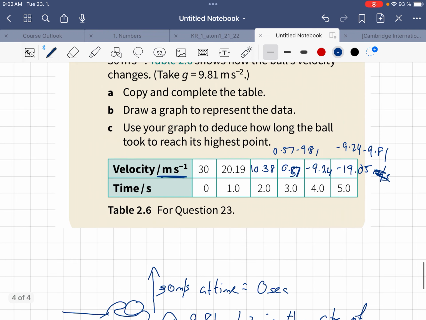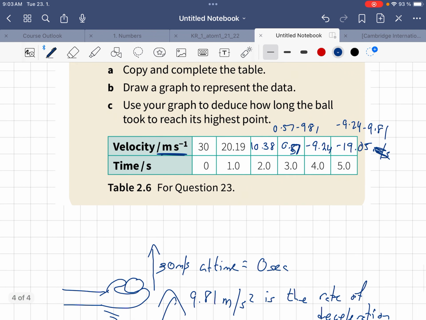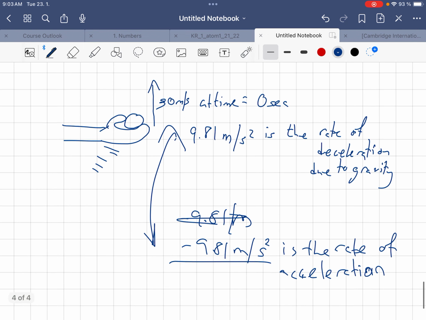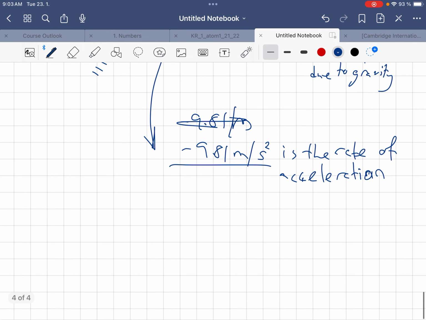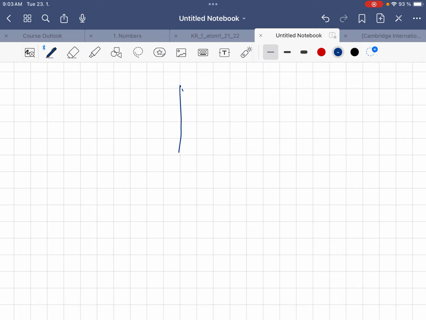We can just draw a graph to represent the data. So it's very simple, just draw your graph. And then you can use your graph. It says use your graph to deduce how long the ball took to reach its highest point. So if we were to draw a very quick graph, I'm just going to draw it fast, just to make it a little bit easier for me to draw the values. So I will try to maybe make it on a different page like this.